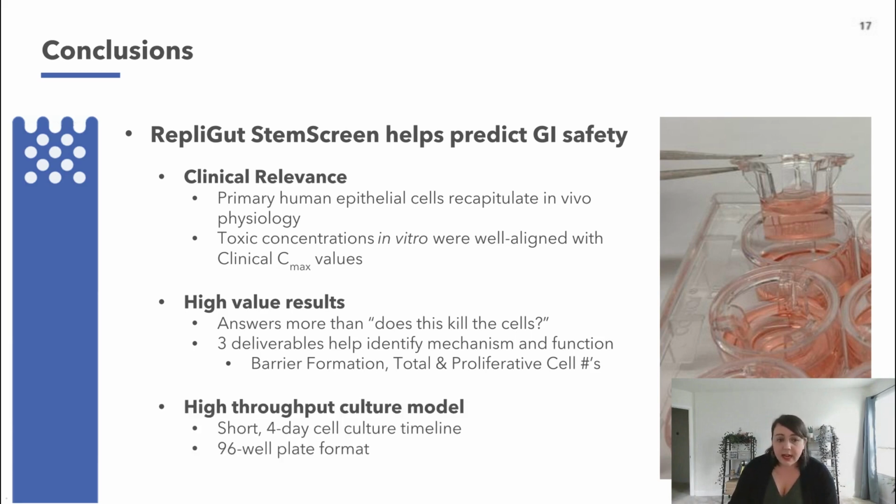And finally, this model is high throughput, so it does have a short 4-day cell culture timeline. The two other platforms that I talked about have longer culture timelines, so Keiko-2s need to grow for 21 days before you can assay them. And then MatTek's platform does take 2 to 4 weeks to differentiate and be ready to treat. And this platform is also in a 96-well plate format, so it is amenable to high throughput imaging and analyses.